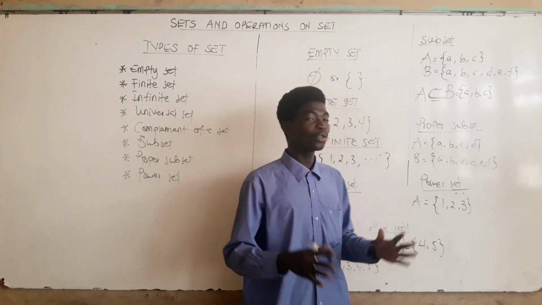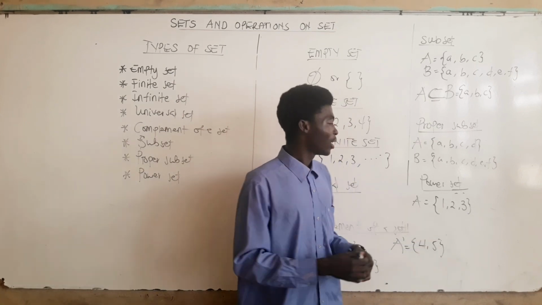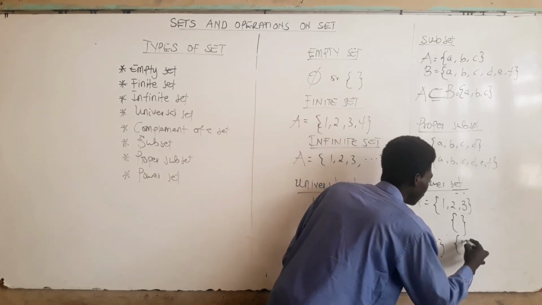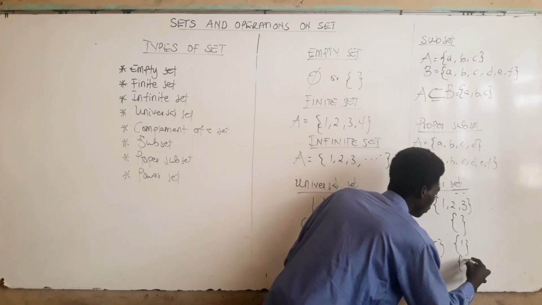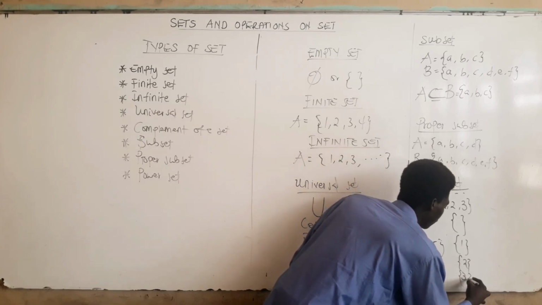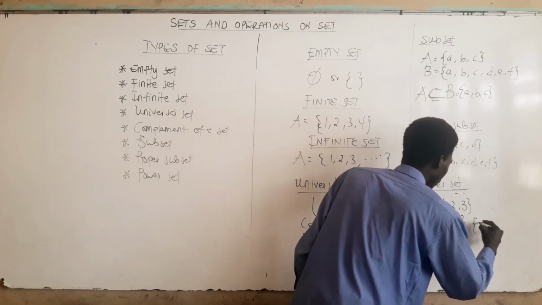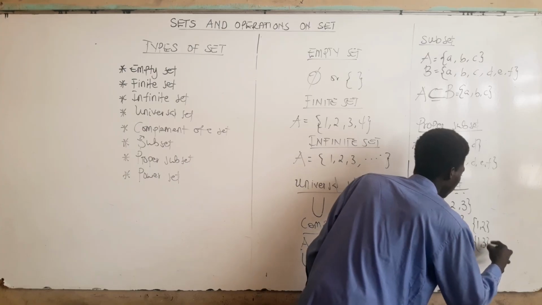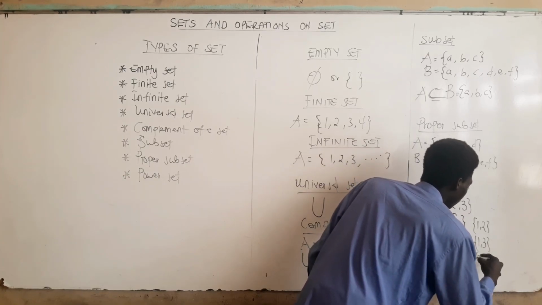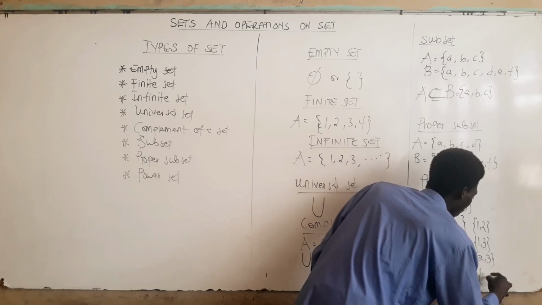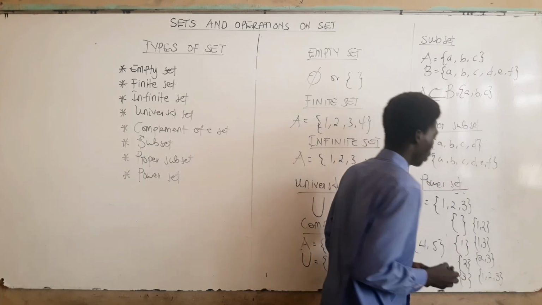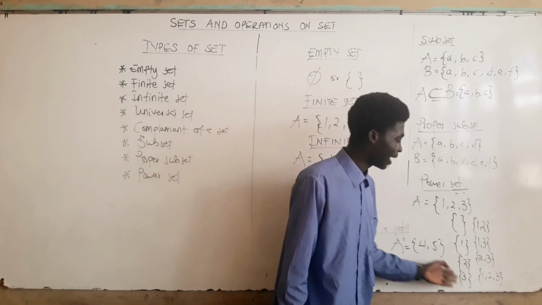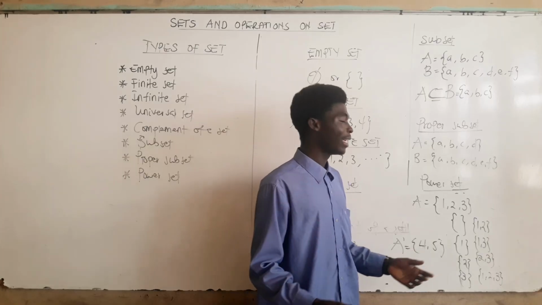So let's first of all draw the subsets from this set here. The subsets are going to be an empty set, 1, 2, 3, 1 and 2, 1 and 3, 2 and 3, 1, 2, and 3. So as you can see, we have an empty set here and the set itself. And these are the subsets of A.